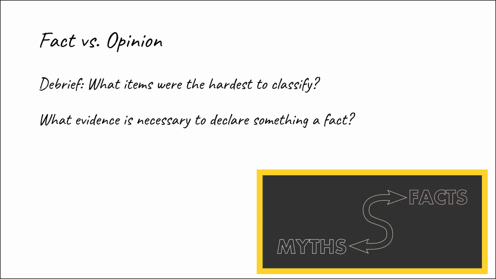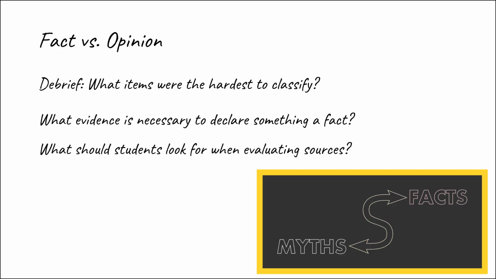Does it need to be from personal experience or somehow empirically tested? Finally, what makes a good source? There may be statements that students classify as a fact because they found a source, but the source turns out to be questionable. Following this activity, students should be able to reflect on what requirements they will look for in the future when trying to separate facts from opinions.